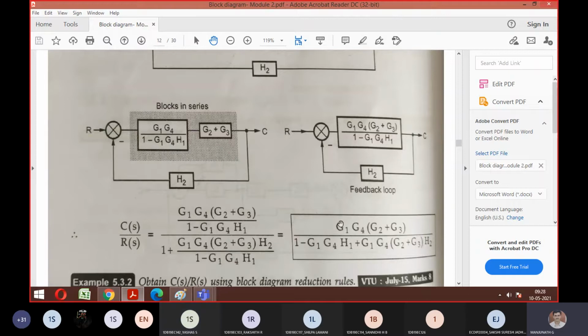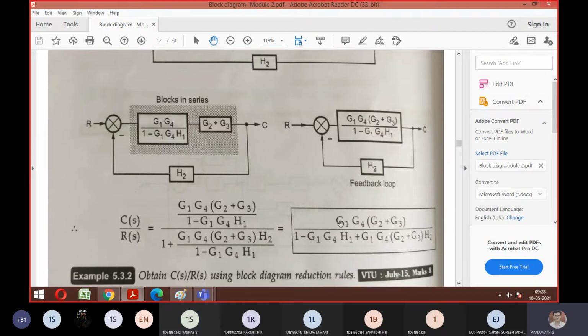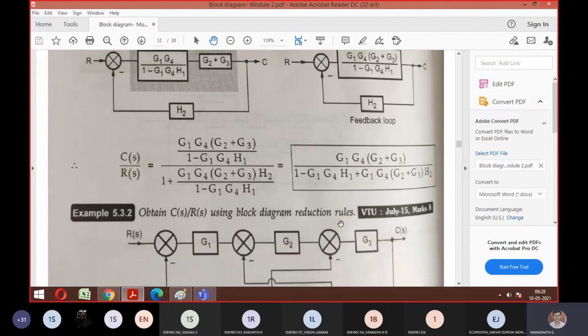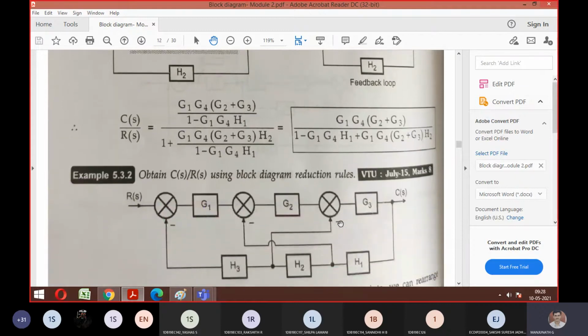See, this problem I did just to refresh things. So now we will go on to the complexity. Look at this question now. This is the given question. You have to obtain the transfer function using block diagram reduction rules. Look at the diagram carefully and tell me what the possibilities are to solve the problem.